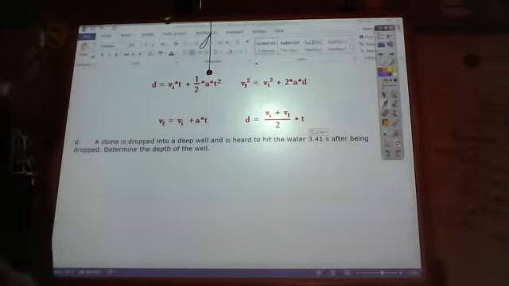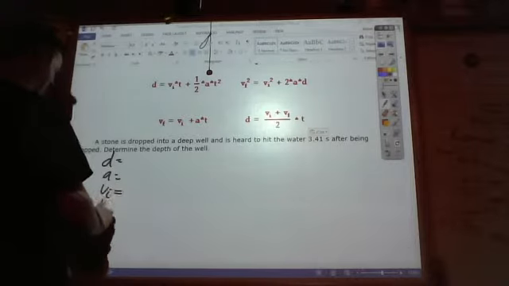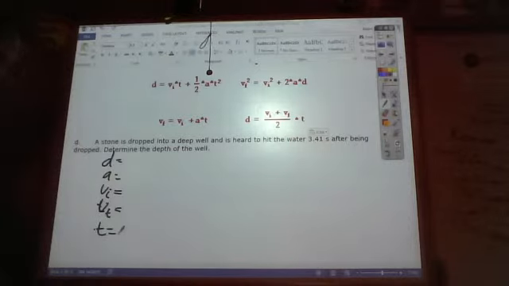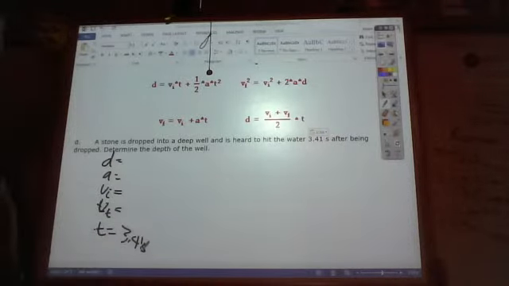So a stone is dropped into the deep well and is heard to hit the water at 3.41 seconds. So I'm going to write down D, A, VI, VF, and then T, and see what we got. Stone is dropped into a well. 3.41 seconds. All right. That's not a lot of information.